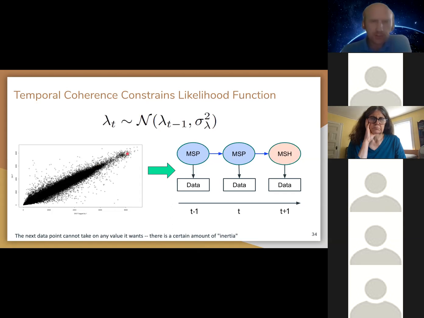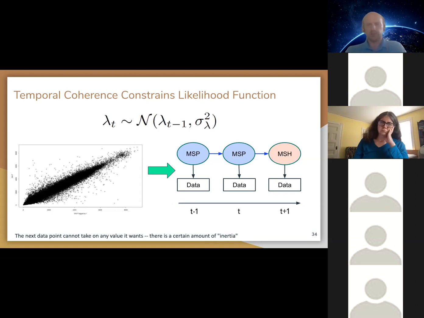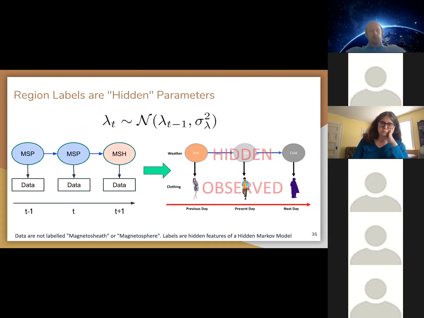And so we figure out how far away from the time point that we're analyzing you have to get before your distribution of points is truly random. And that represents sort of the inertia of transitioning from the magnetosphere to the magnetosheath. But our data isn't labeled as being the magnetosphere or the magnetosheath, so we have to come up with what these labels are. And to do that, we can use hidden Markov models.